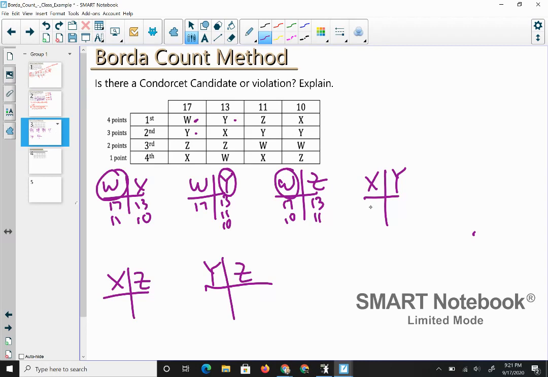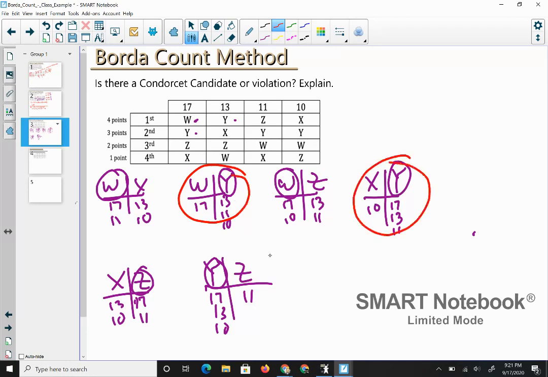In the fourth competition, Y gets the 17 and the 13 and the 11, and X gets the 10. So Y wins. Between X and Z, we have 17, 13, 11, and 10. Z wins. And between Y and Z, we have 17, 13, 11, and 10. Y wins. And we can see that Y beat all others in a head-to-head. So Y equals the Condorcet candidate.